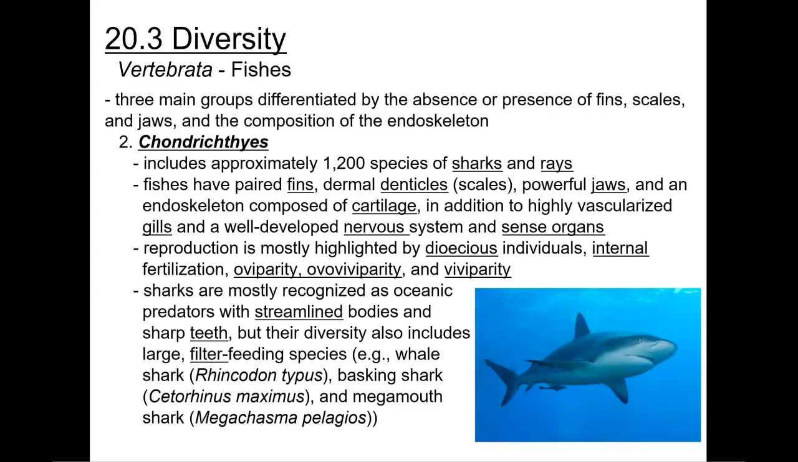Ovoviviparity is a reproductive strategy where embryos develop inside eggs that are retained within the mother's body until they hatch. The developing young are nourished by the yolk sac of the egg and not directly by the mother, although the mother's body provides protection and gas exchange for the embryo. This method is a hybrid between egg-laying oviparity and live-bearing viviparity, where we can see examples in things like sharks and reptiles and even other invertebrates.